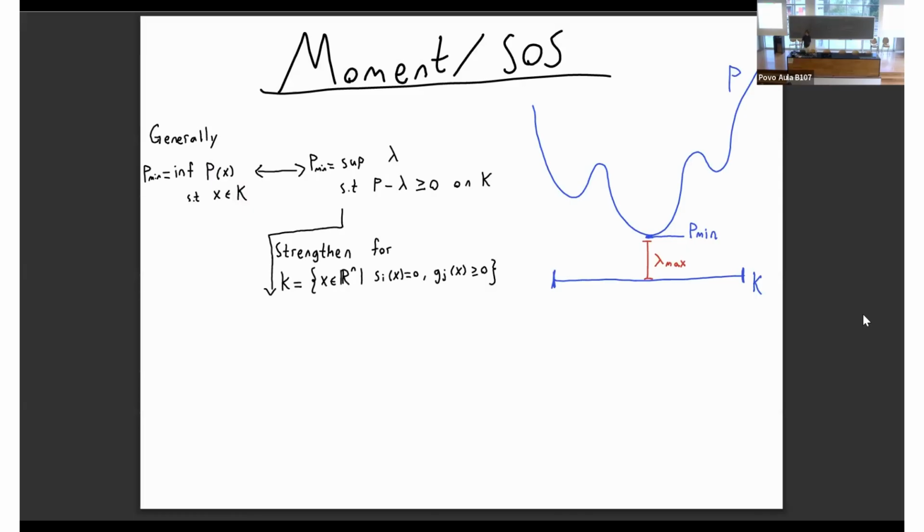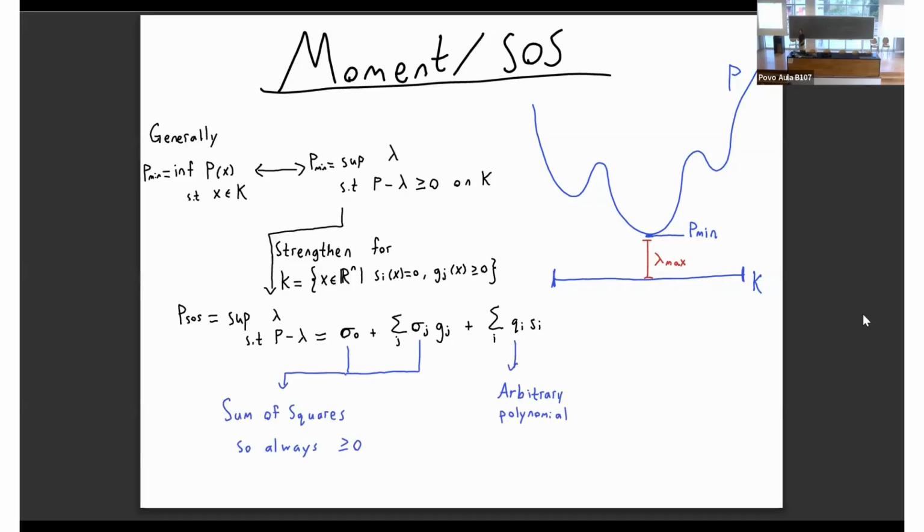And now for this semi-algebraic set, sometimes it's called a relaxation, but this is kind of like a strengthening. We look for polynomials which are very obviously non-negative. So here you have sums of squares, sigmas. These are always non-negative. And the s_i are equal to 0, so you can put an arbitrary polynomial multiplier there. And this would be by definition non-negative on the feasible set K.